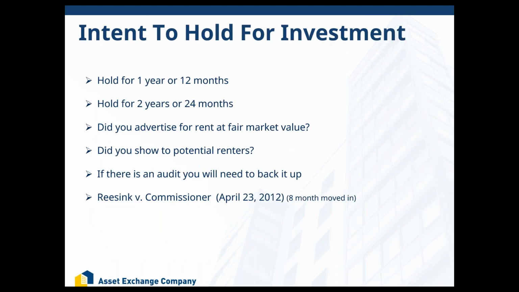Now, I get this question pretty often. People will ask me, well, Jeff, how long do I need to own a property for it to be considered an investment property?